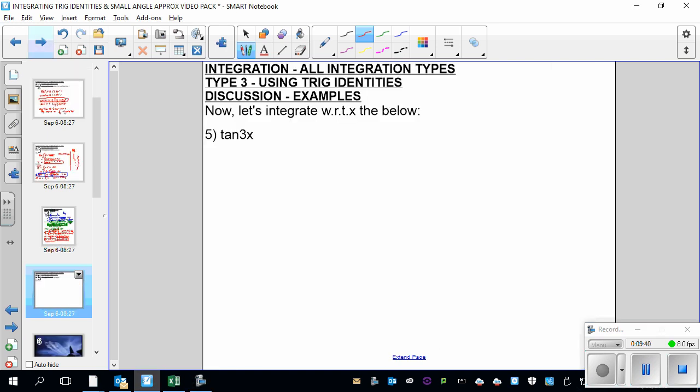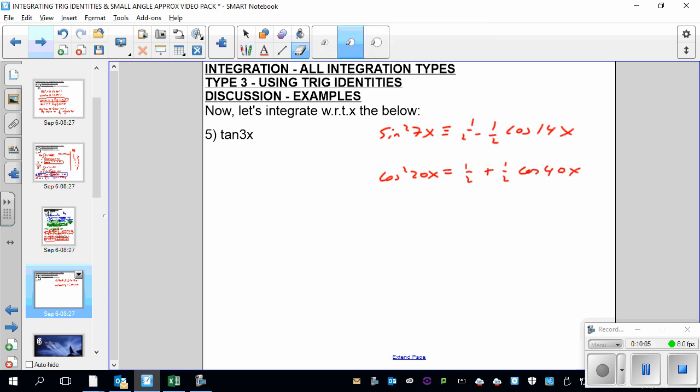Right, tan 3x. How do we integrate tan 3x? So, just the important thing then to note about that previous question. If I'm integrating, say, sine squared 7x, that's just a half minus a half, remember, cos double the angle, 14x. If I'm doing cos squared 20x, that's a half plus a half cos double the angle, 40x, okay? That's all you've got to do when they change the number in there.